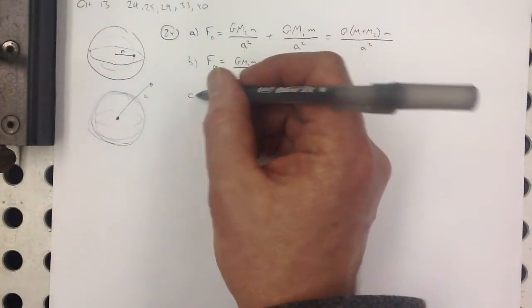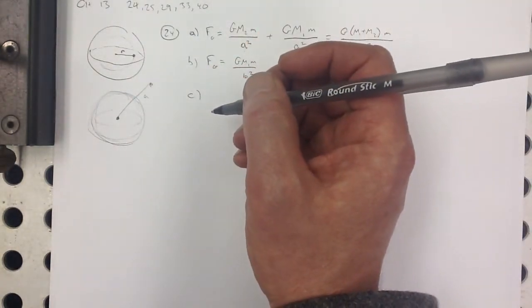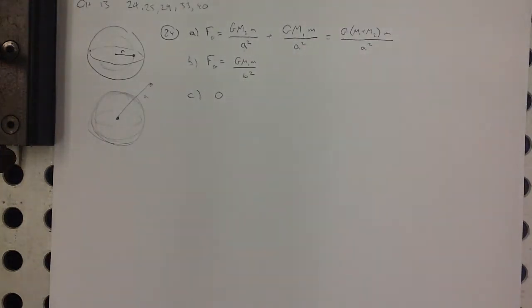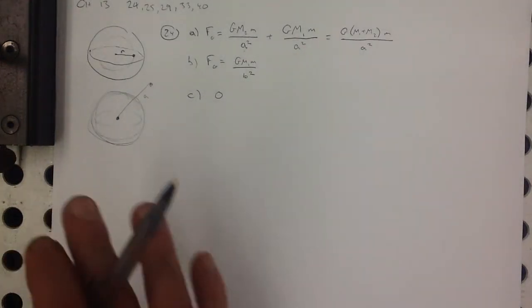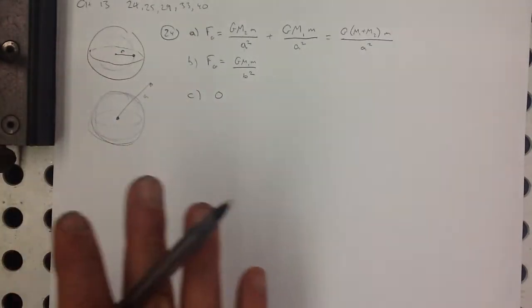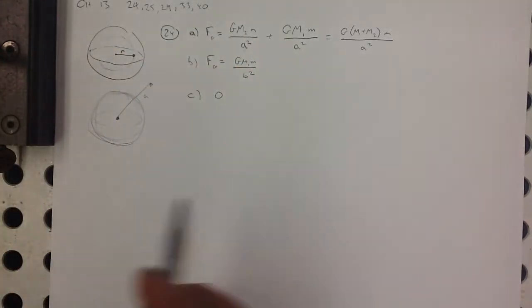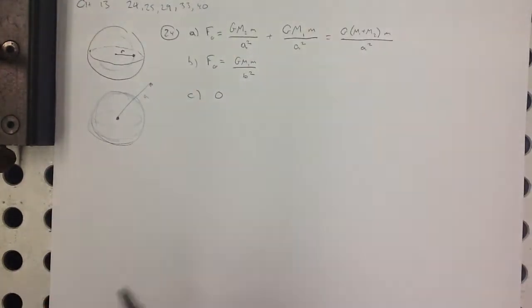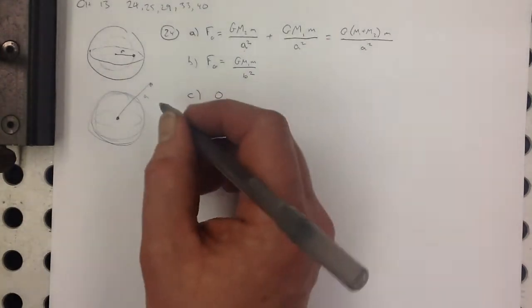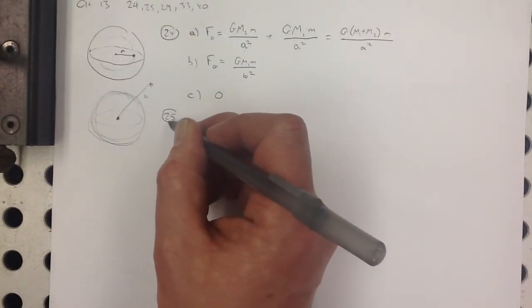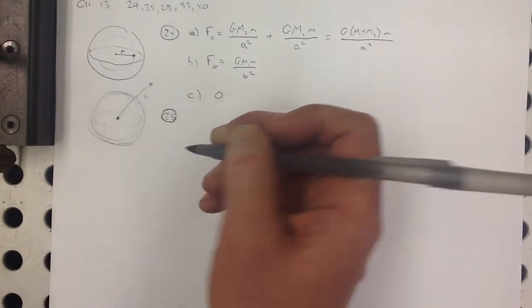And part C, it's inside both, so there's none. Now there's still gravity, right? I mean, it's still attracted to all those. It's just that all of the bits of gravity cancel out, right, from all of the parts of the sphere that are all around it. And it doesn't matter where you are inside that shell. That's true. It's a hard calculus problem to demonstrate that that is in fact true, not one that we're going to look at. But it is true.